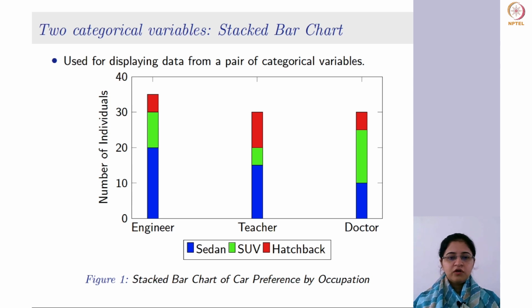So what are the three main categorical charts that we have seen? For one categorical variable, we can use the bar chart and the pie chart, and for two categorical variables, we can use the stacked bar chart, for which we may need your contingency table. So this was all about your categorical variables, and we will see how to draw them in Python.